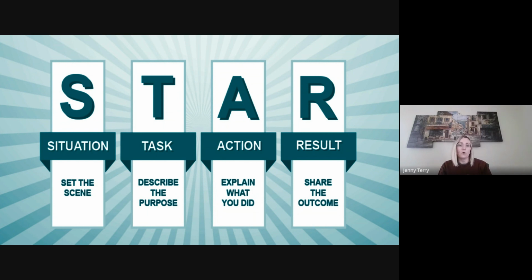STAR stands for situation, task, action, and result. The situation is describing the problem to be solved. The task is describing how you plan to solve it. The action are those specific actions that you took in attempting to solve the problem. And the result are things like, was it successful, on time, on budget? Did it solve the problem?